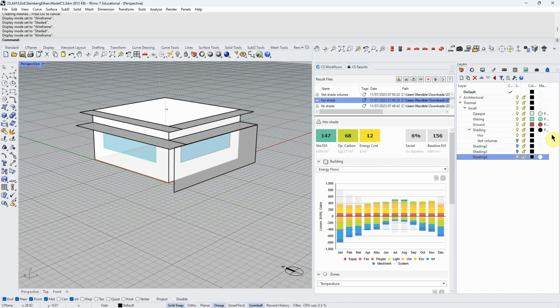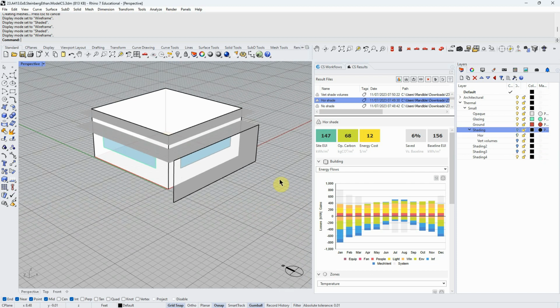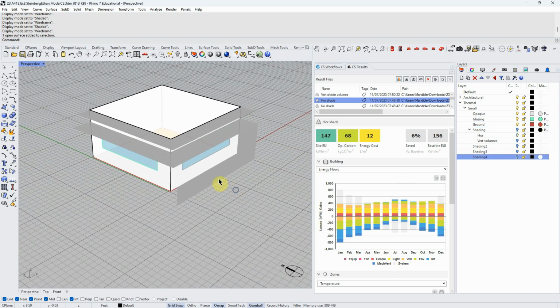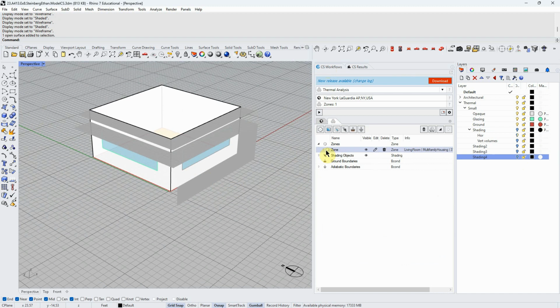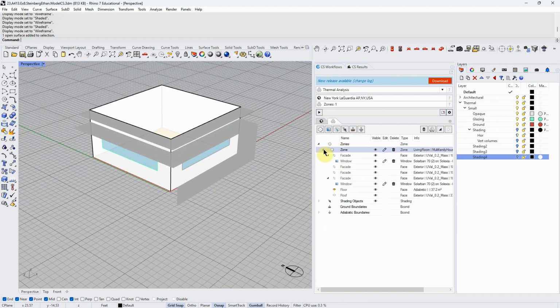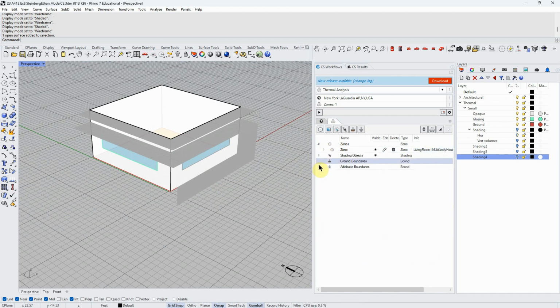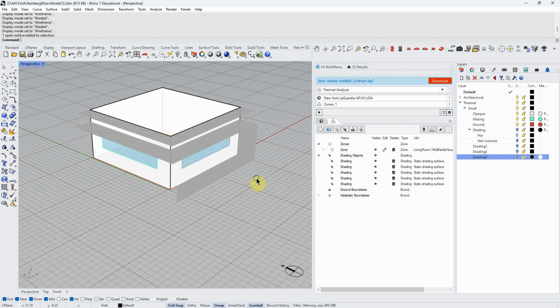And the way this works is that I can turn these off. And what we're seeing here is what is on in the thermal model settings right now. So this represents what's here in the zones and, for example, your adiabatic boundary, which I need to talk to you about, and our shading.